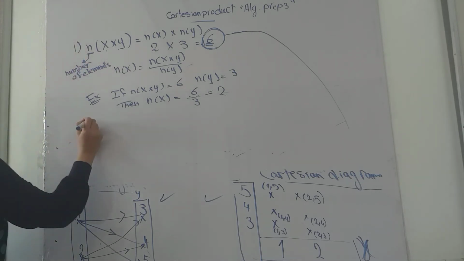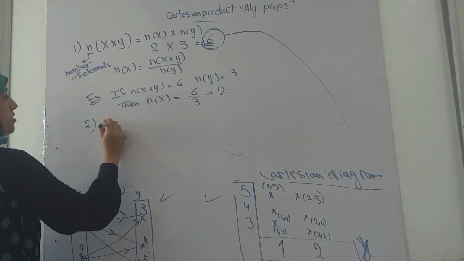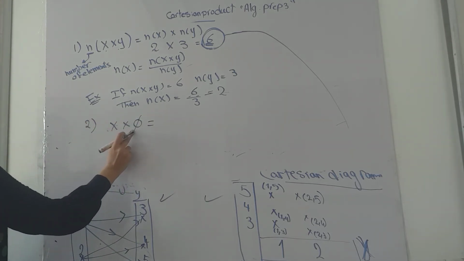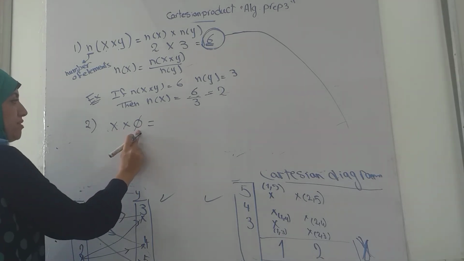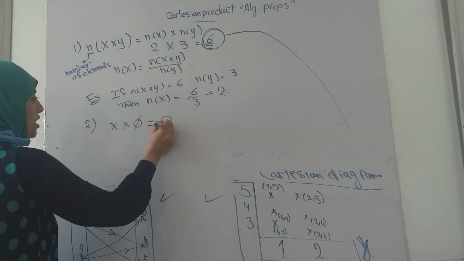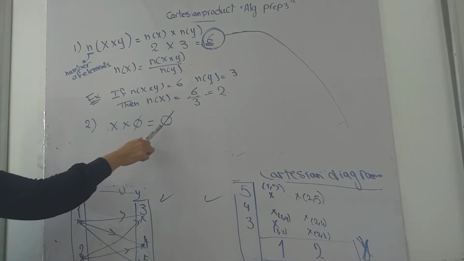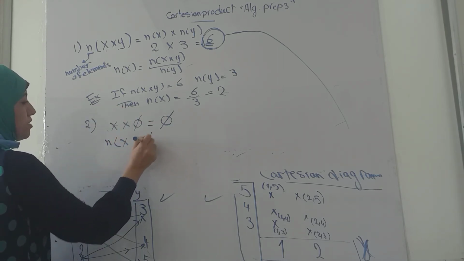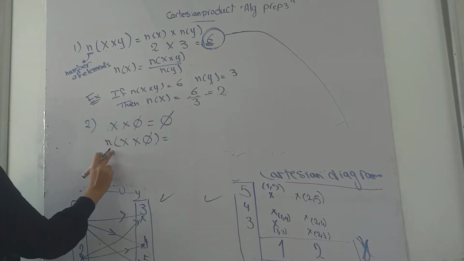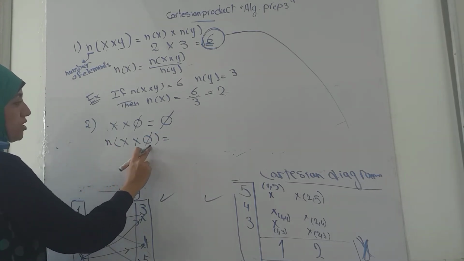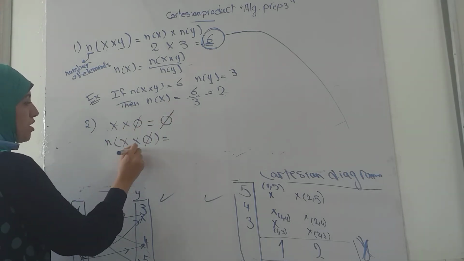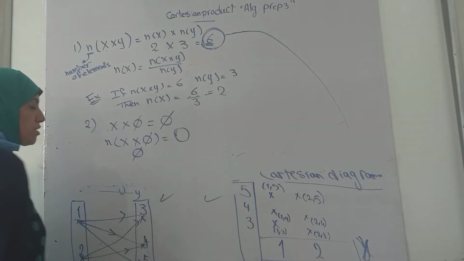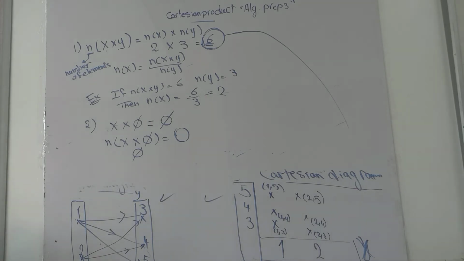This is the first rule. The second rule is x by the empty set. What is the meaning of x by the empty set? It means any set by the empty set. Any set by the empty set, the answer will be the empty set. What about n of (x by the empty set)? It means the number of elements of x by the empty set. What is x by the empty set? Equals the empty set. We have no elements in the empty set, so the answer will be equal to 0. Okay?